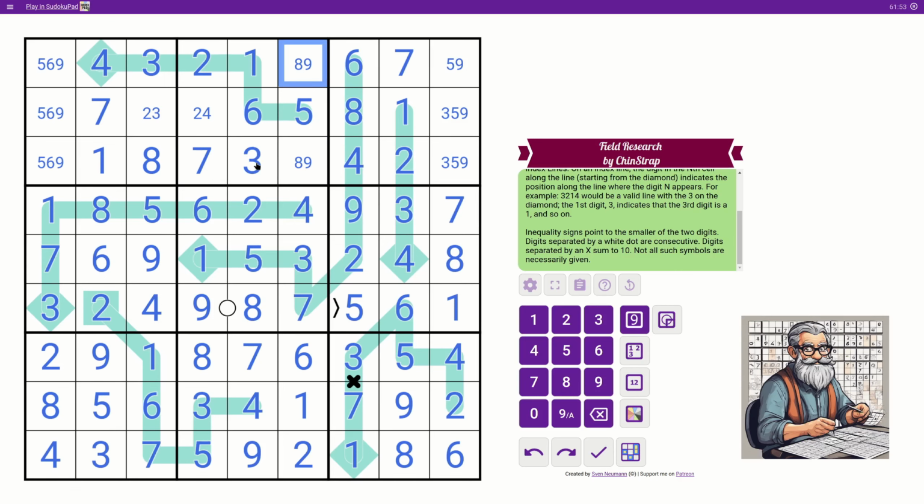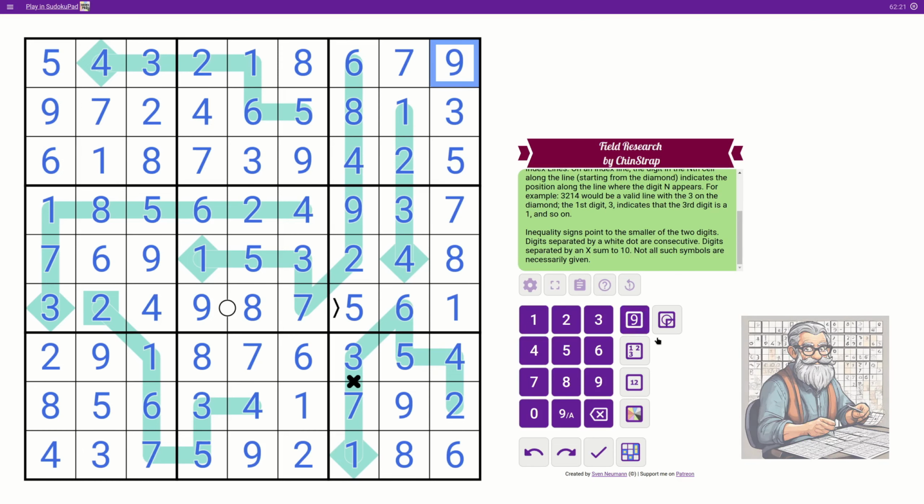5, 5, that's a 4. We're not going to get any help anymore, right? This is it. This is it. 9, 8, 5, 3, and 9, and that's it. Moment of truth.